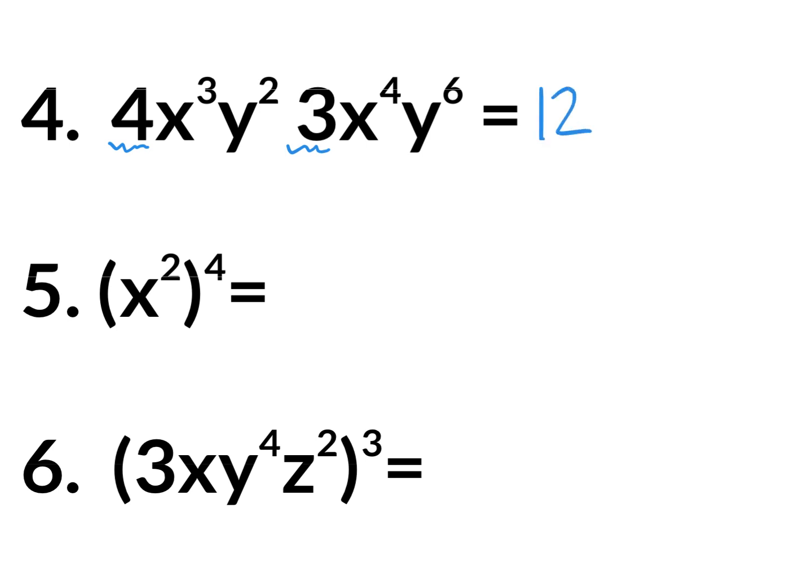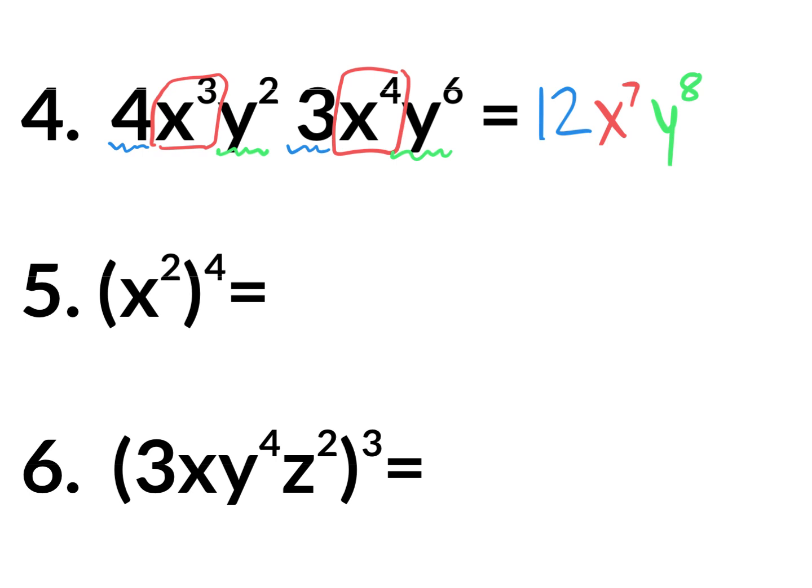And then you could move on to the x's. We have x to the 3rd times x to the 4th. And we all should know that we're multiplying with the same base, so we're going to add those exponents. That'll be x to the 7th. And last but not least, we are going to multiply the y's, the y to the 2nd right here and the y to the 6th. Add those exponents, and you get y to the 8th. And that is your final answer for number 4.